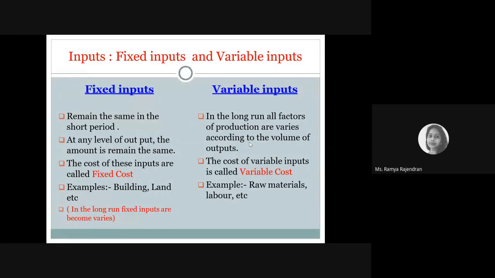For example, if I have to manufacture 10 shirts, I have to employ one employee. Maybe if my demand is like 30 shirts, I have to employ at least three employees, right? So based on the output volume, these factors vary. The cost involved in these variable inputs is called variable cost. So labor and raw materials vary based on the demand. So this becomes your variable input.